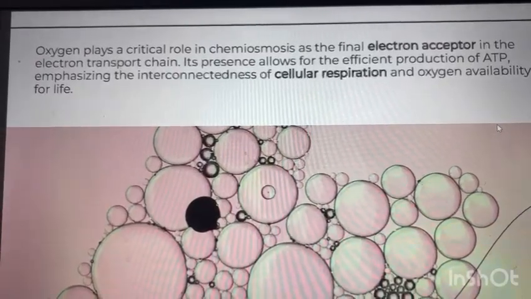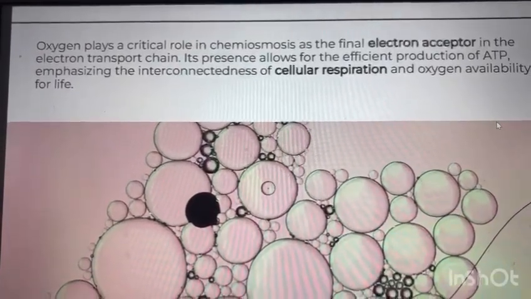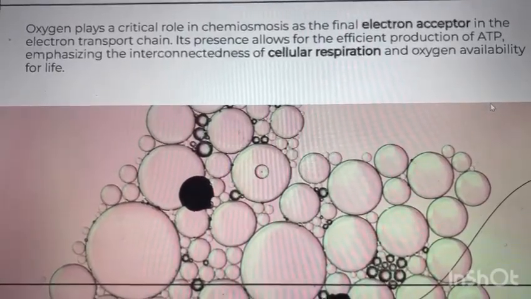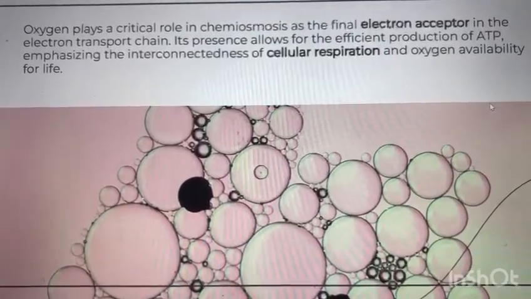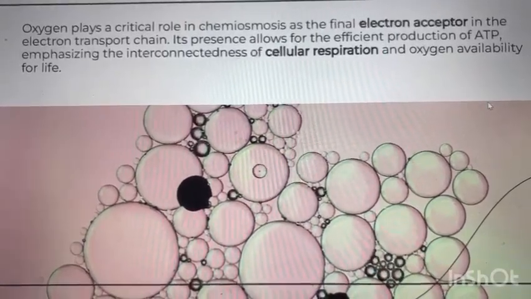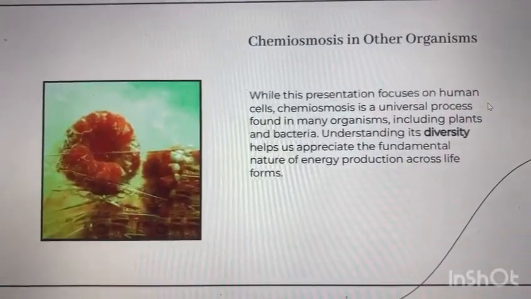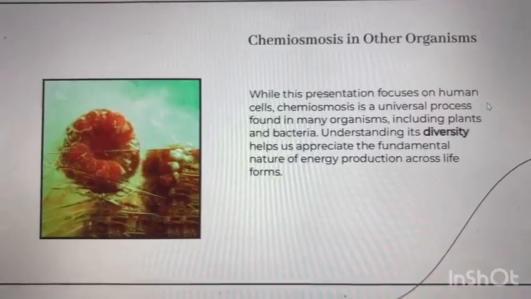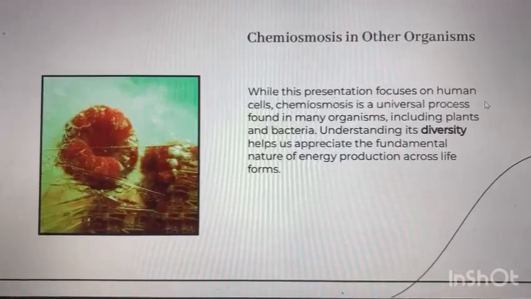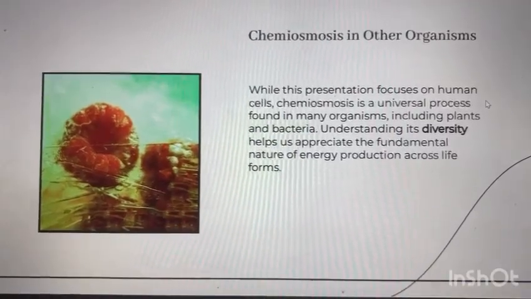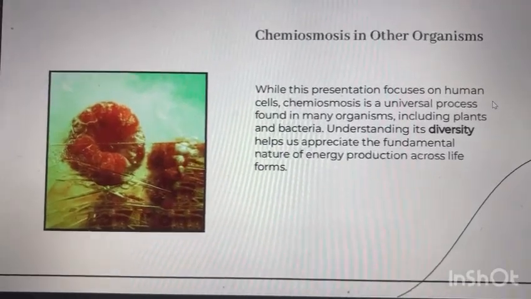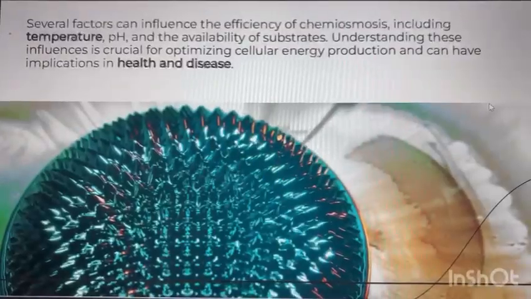Oxygen plays a critical role in chemiosmosis as the final electron acceptor in the electron transport chain. Its presence allows for the efficient production of ATP, emphasizing the interconnectedness of cellular respiration and oxygen availability for life. Chemiosmosis in other organisms. While this presentation focuses on human cells, chemiosmosis is a universal process found in many organisms, including plants and bacteria. Understanding its diversity helps us appreciate the fundamental nature of energy production across life forms.